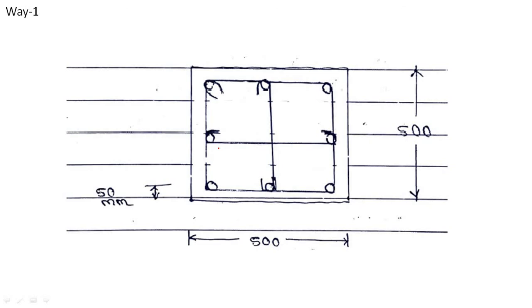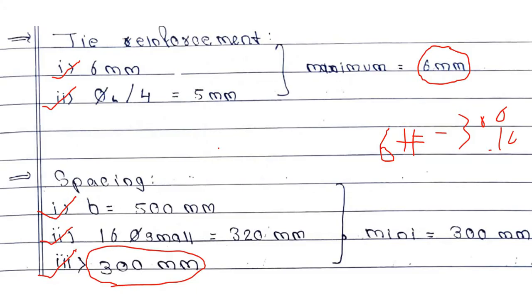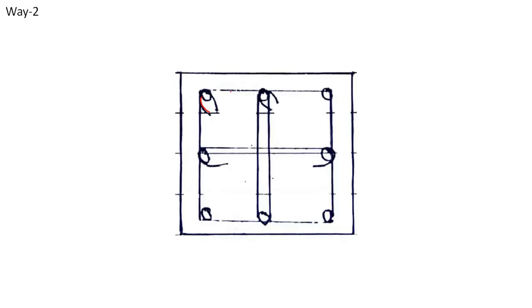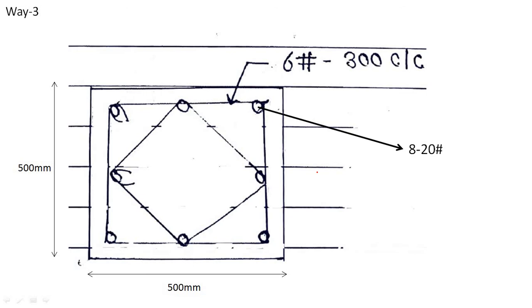Next, we will talk about the tie reinforcement. The tie reinforcement is 6 mm at 300 center to center. Now there are three ways. Way one, you can provide this kind of ring, and in addition to it you can provide 6 stirrups like this. Another way is to provide one stirrup like this at the outer side, and the second stirrup covering like this. The third way is the outer ring like this, and an internal ring in the diamond shape.